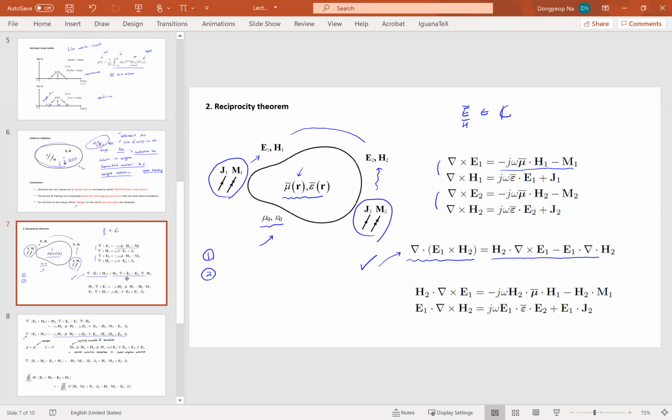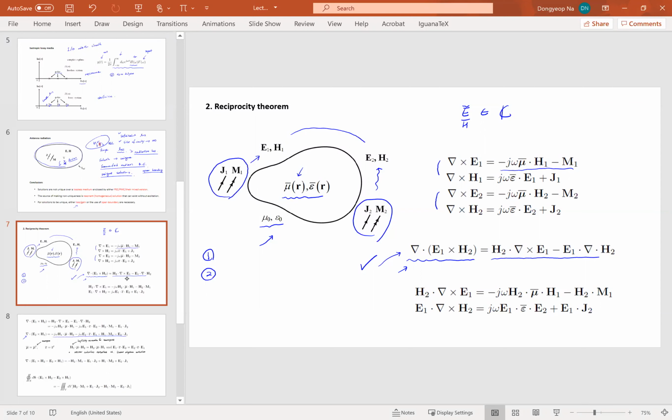Actually, this is not some physical process. It does not describe a physical process, but just a mathematical manipulation so that we can draw some physically meaningful result.